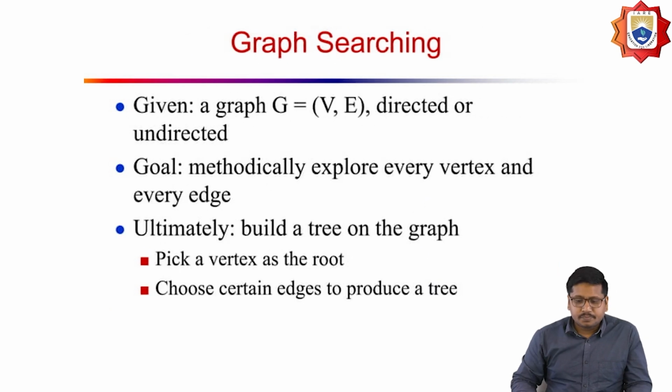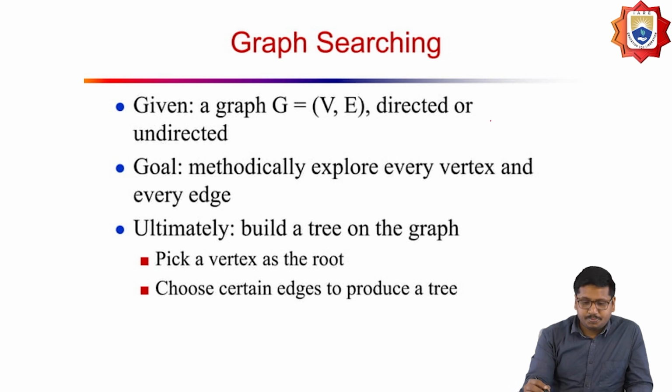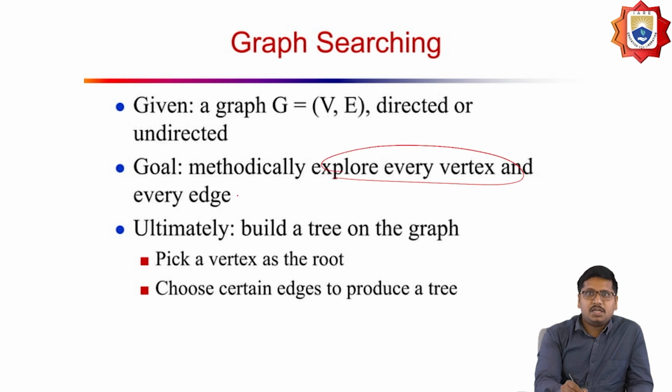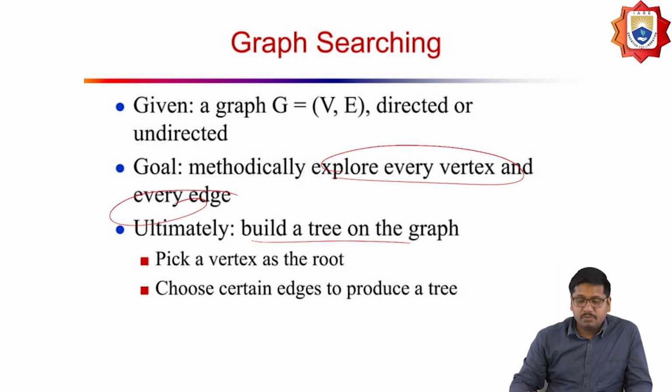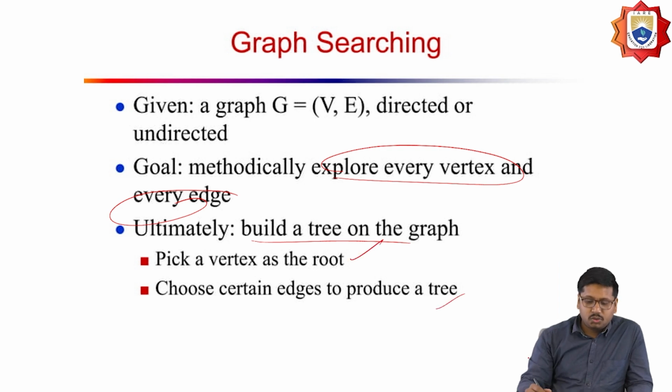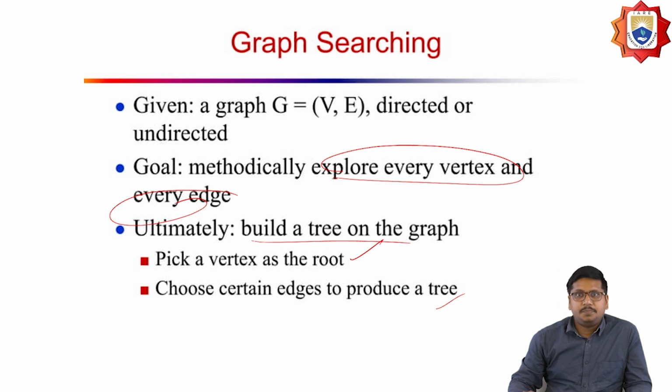Graph searching. Graph searching is nothing but visiting all the vertices of the graph, where the graph may be a directed one. The methodology is that we have to explore every vertex and then every edge of the graph. So how are we going to find the vertex in a graph? For that we pick a vertex as the root and then choose certain edges to produce a tree as well. So that is graph searching.